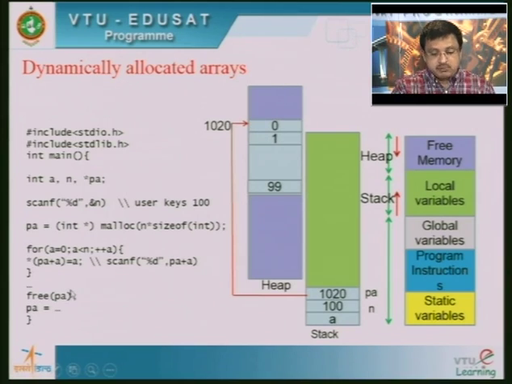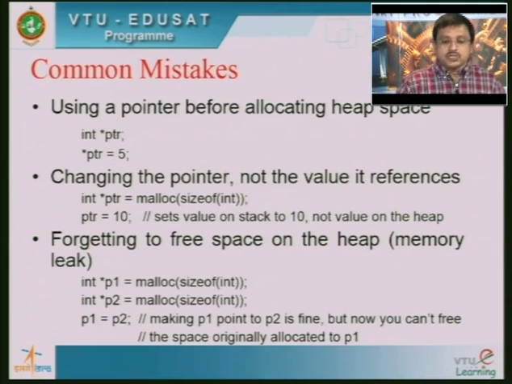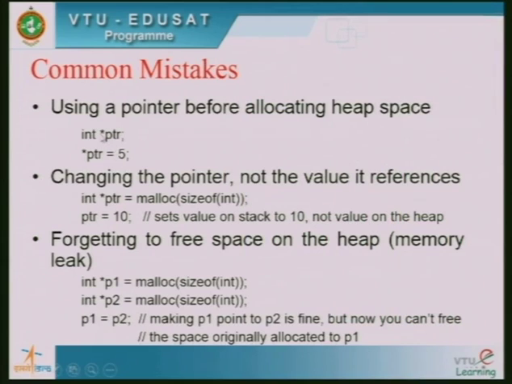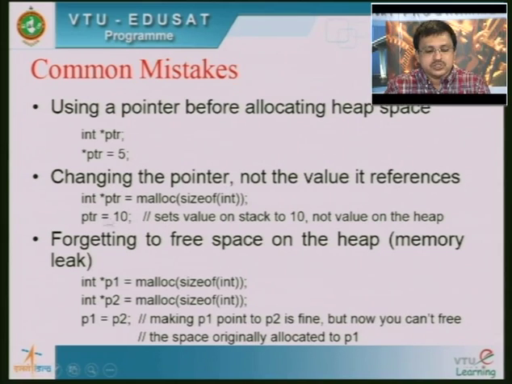So yesterday we did mention some of the common mistakes that programmers make. One is using a pointer before allocating heap space. For example, integer star pointer, and then pointer is equal to 5. What we are accessing is basically the stack, we are not allocating the heap space. Another is changing the pointer and not the value it references. Many people do this: pointer is equal to 10. The modification happens to the stack, and in fact in this case it could end up in a runtime error.